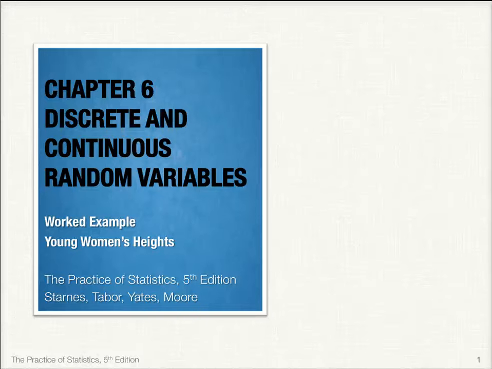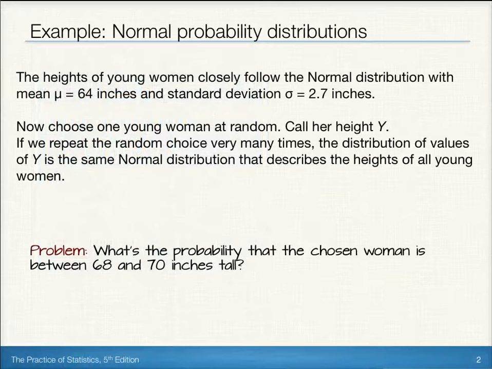In this example, we'll take a look at working with the normal probability distribution. The heights of young women closely follow the normal distribution with a mean of 64 inches and standard deviation of 2.7 inches. Suppose we choose one young woman at random. Let's call her height y. Y is a random variable.